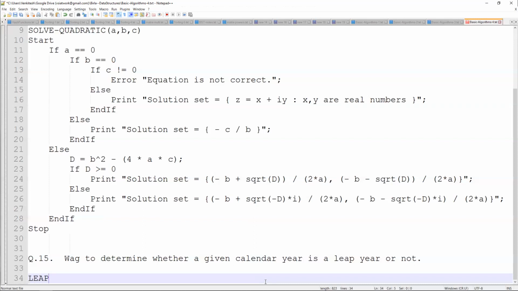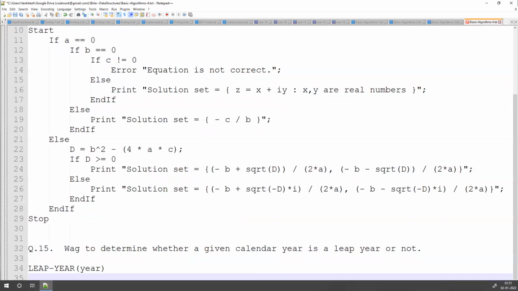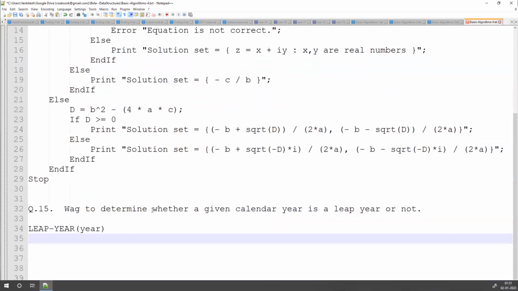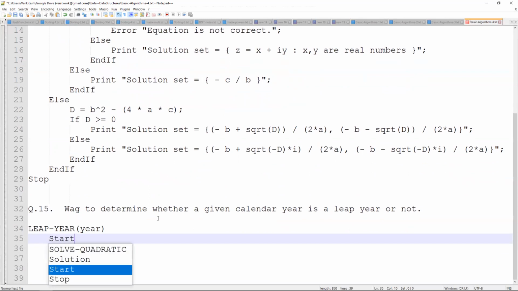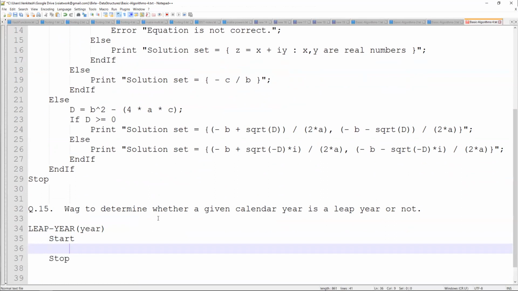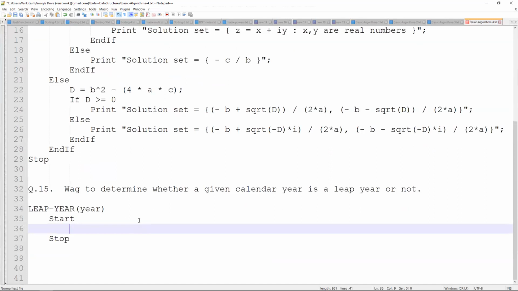So let's write the algorithm. Now it's very, very easy, right? Leap year. The input is an integer which we'll call year itself. So start, stop. I have explained what it is. This is a very, very simple algorithm. The answer is going to be either true or false as we have done before. So let me just write the algorithm and you follow it and see if you understand. In between, I will not speak.